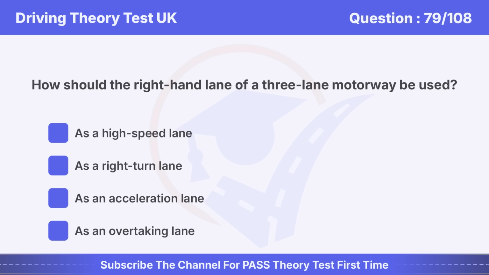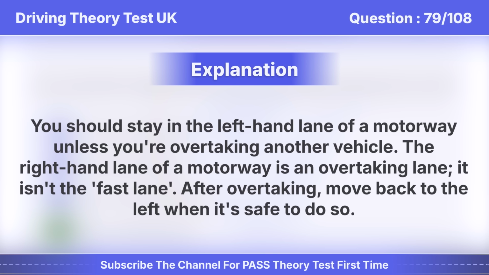Question 79. How should the right-hand lane of a 3-lane motorway be used? Answer is D. As an overtaking lane. You should stay in the left-hand lane of a motorway unless you're overtaking another vehicle. The right-hand lane of a motorway is an overtaking lane. It isn't the fast lane. After overtaking, move back to the left when it's safe to do so.